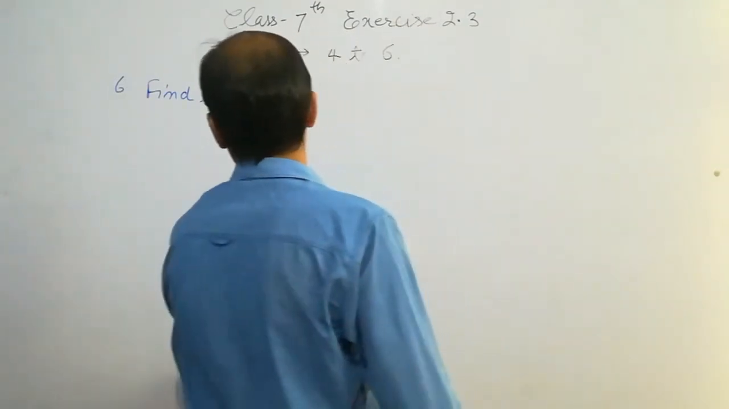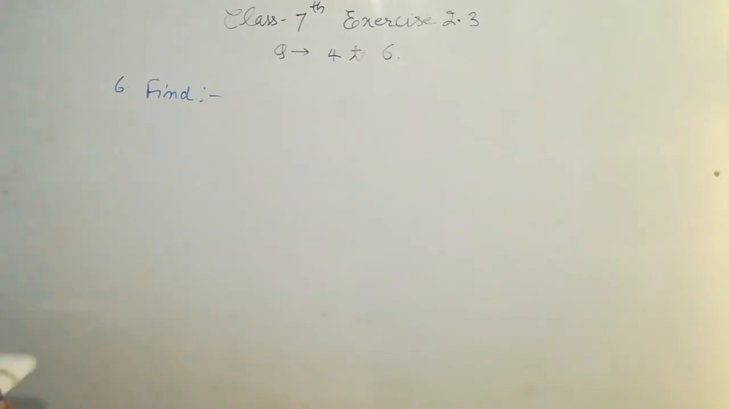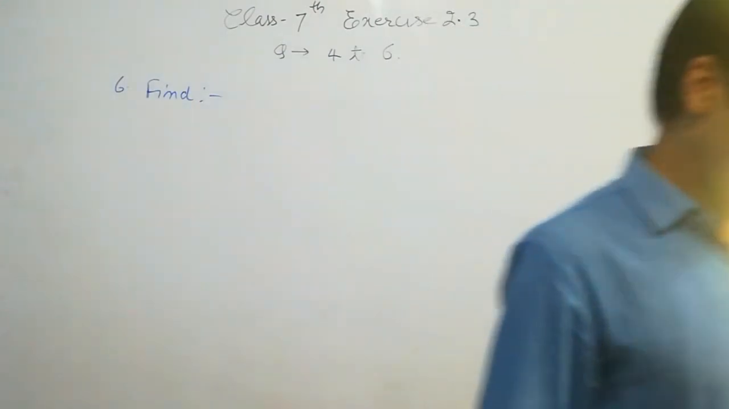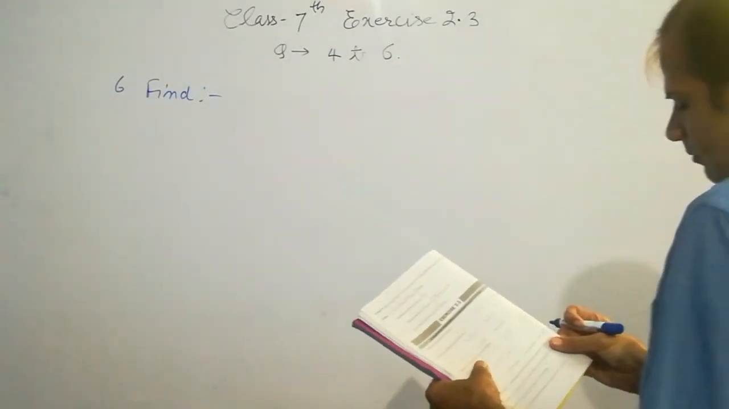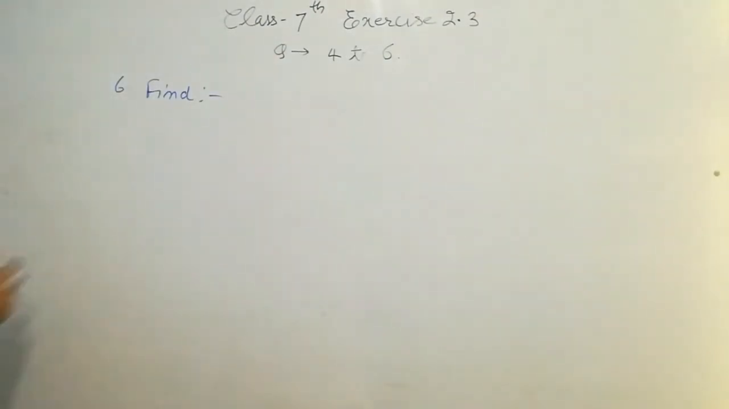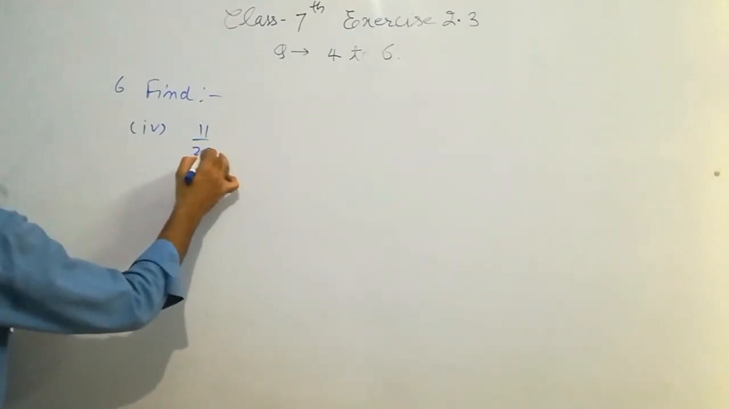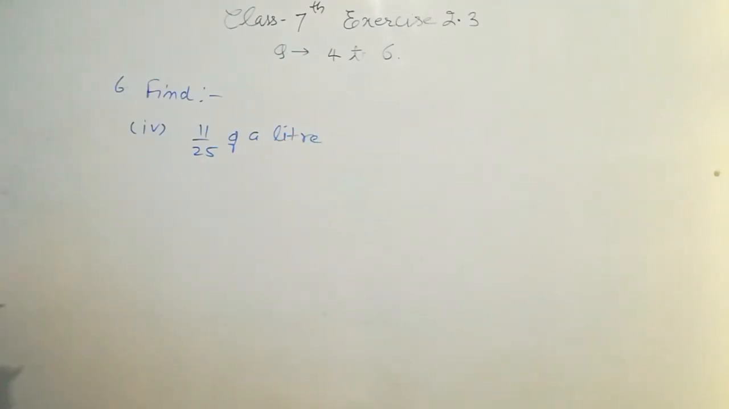Now there are 2 more parts, third and fourth. So for your convenience I am going to solve either of these. Okay, so I think fourth part. Okay, fourth part is important. Fourth part is 11/25 of a liter. 11/25 of a liter.